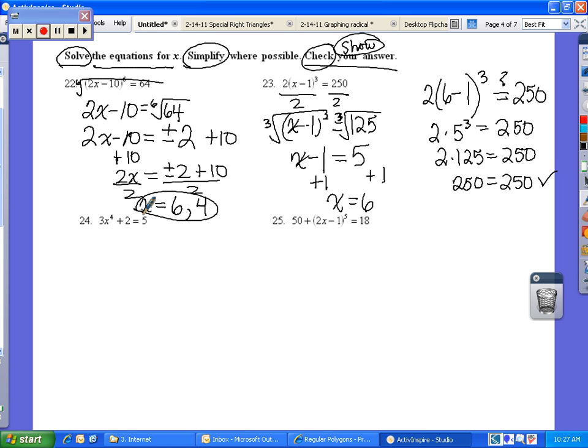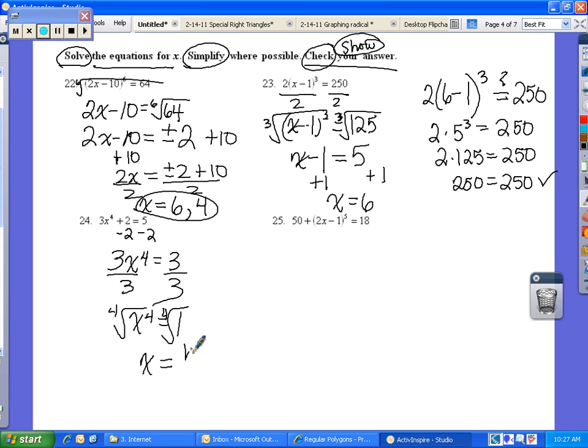For number 24, notice the 4th power is just with the x, so I can go ahead and just get rid of the 2 first, so that gives me 3x to the 4th equals 3. Divide both sides by 3. x to the 4th equals 1. Take the 4th root of both sides. And again, this is an even power, so that means I either get plus or minus 1.